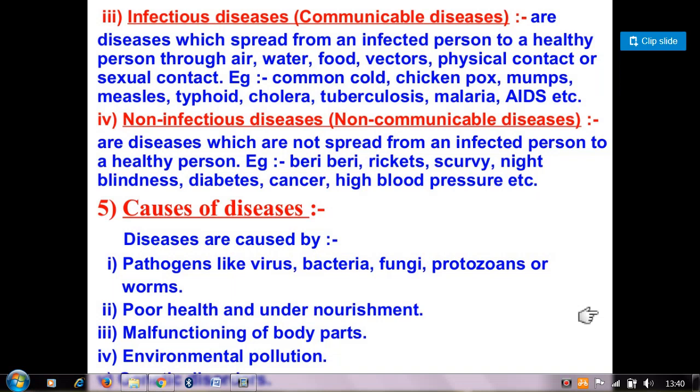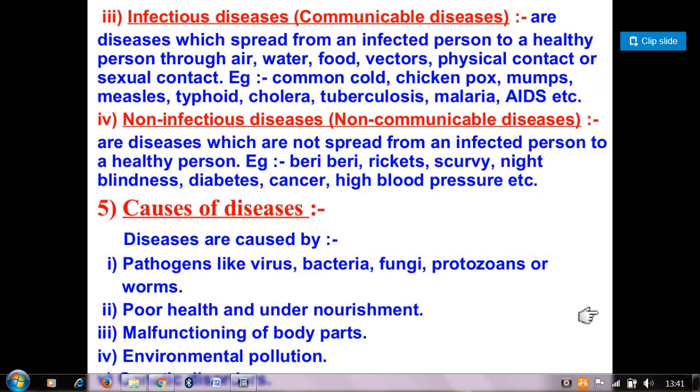Now, some examples of infectious diseases are common cold, chickenpox, mumps, measles, typhoid, cholera, tuberculosis, malaria, AIDS, etc. So, these are the types of infectious diseases that are found in our surroundings.